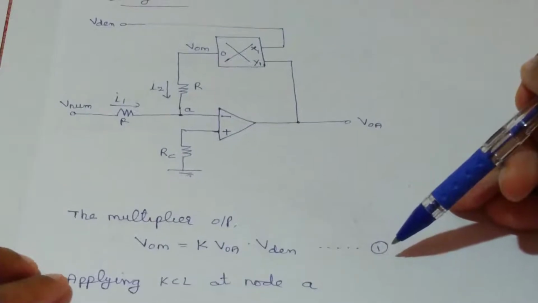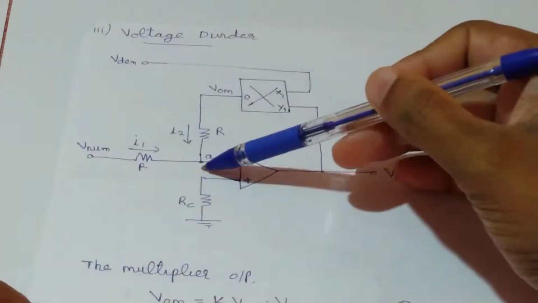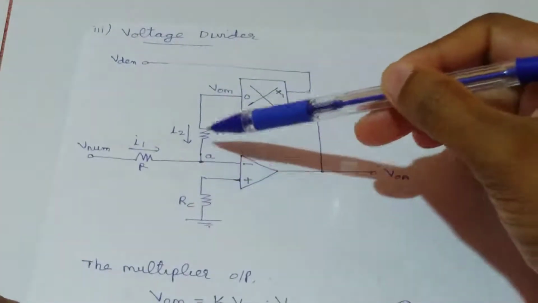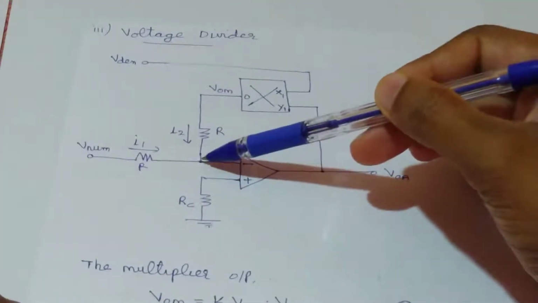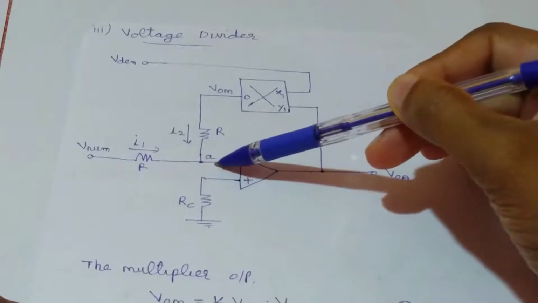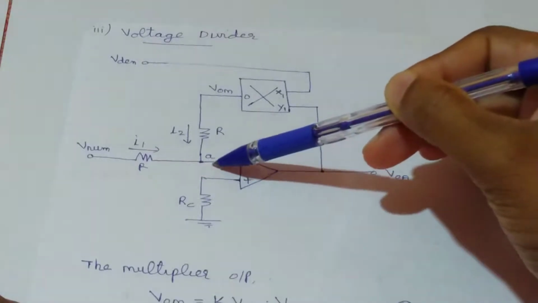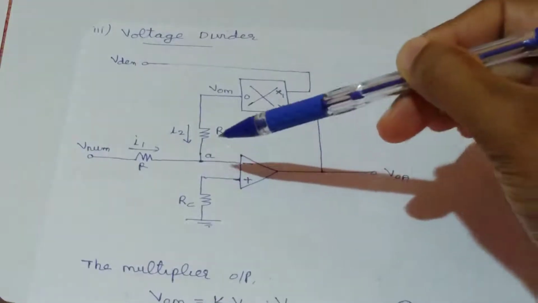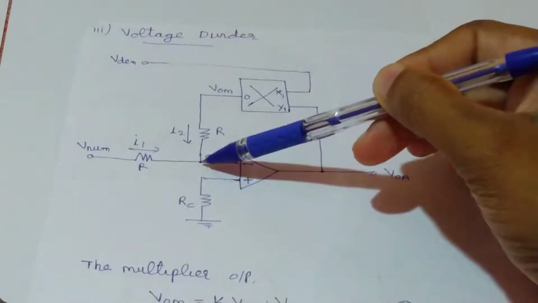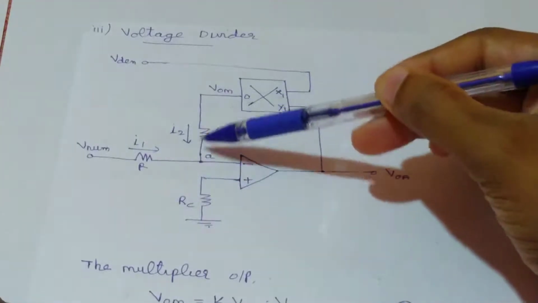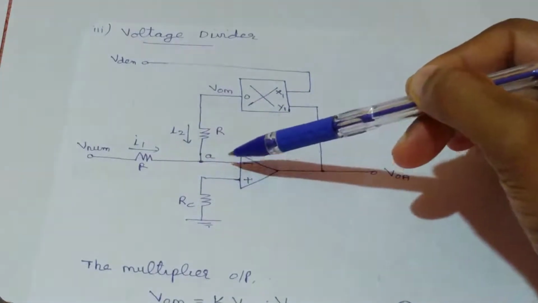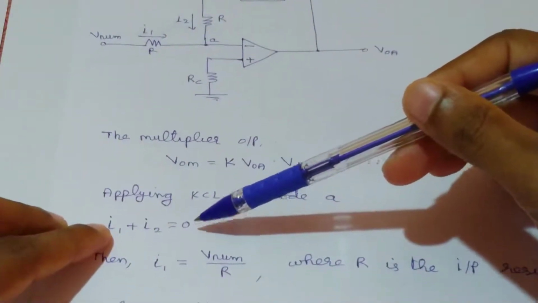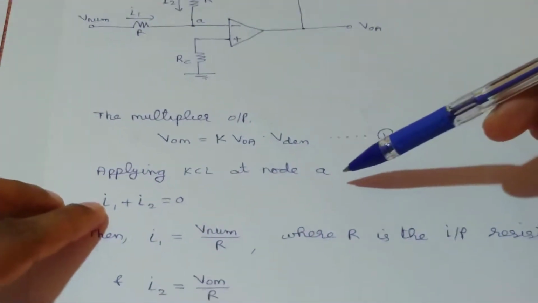Now apply KCL at this node A. Here we can see I1 and I2 are the currents that come into the node A, and we know there is no current flow into the op-amp. So the current that flows into this op-amp is 0. So when we apply KCL at this point, we will get I1 plus I2 equal to 0.